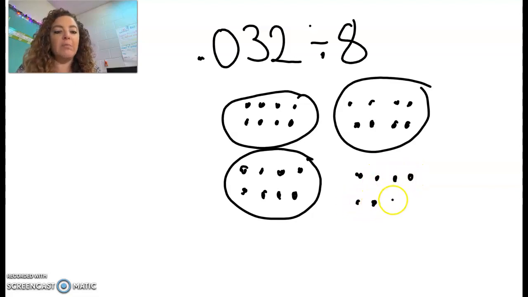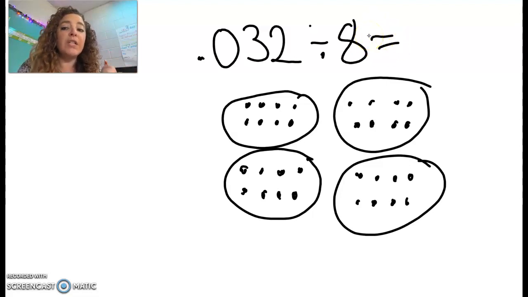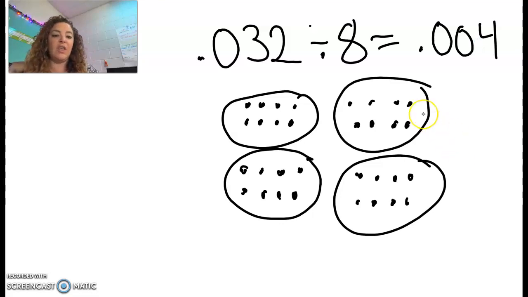And so this is just a way to model what's happening. And there's my last group of 8. Now I have 32 dots. If you counted every single one of those, I would have 32 dots. So what that tells me is 32 thousandths divided by 8 is, I have 4 groups, so 4 thousandths. Again, it's just thinking about my place value and what that place value is. These are each in the thousandths place value, and so that's how we can think about that. So it's just having those multiple groups there.